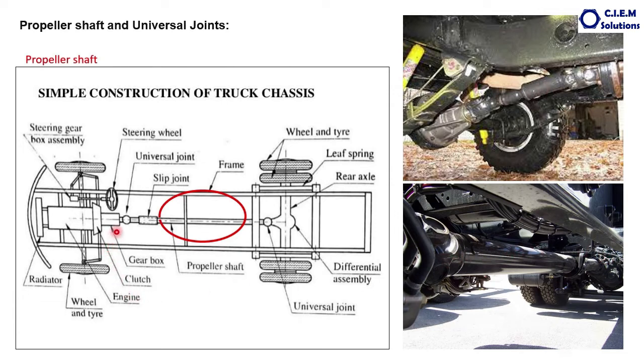When the distance between the transmission and differential is more, a two-piece propeller shaft is installed. If it is short vehicles like jeeps and other small commercial vehicles, the single piece propeller shaft is enough. If it is a long vehicle like trucks and all, two-piece propeller shaft is installed. Why two-piece propeller shaft? Because it is very important to ensure the length of the propeller shaft is as short as possible to avoid the vibrations during the operation.